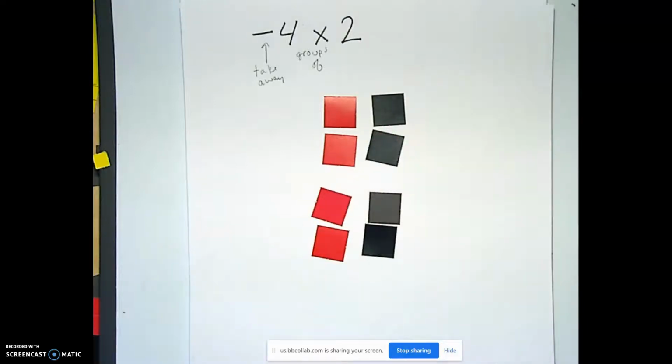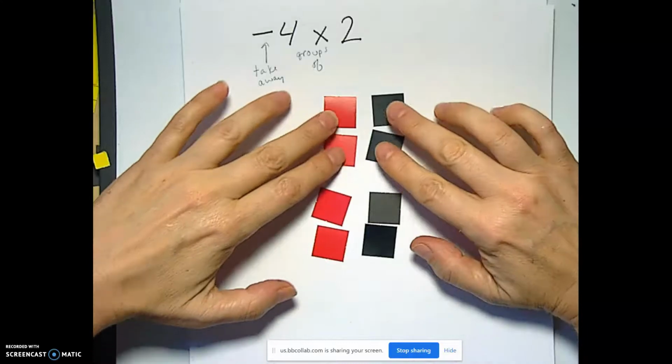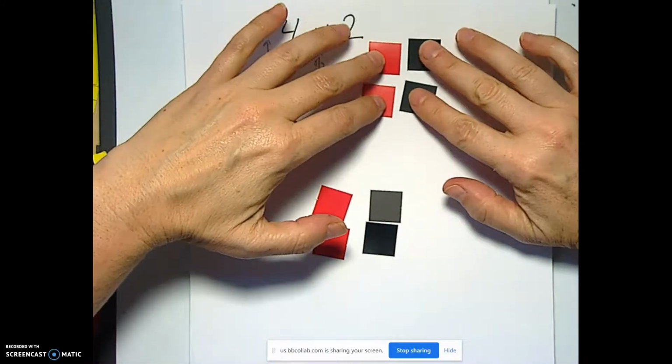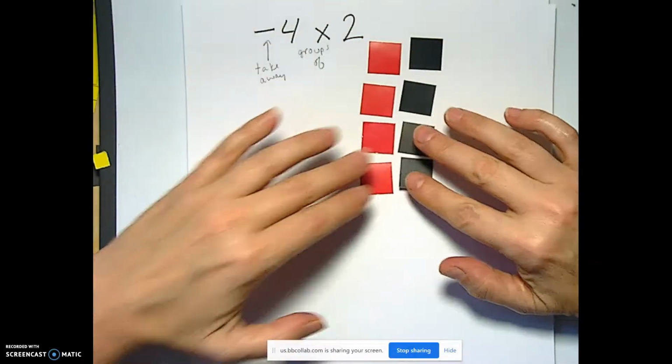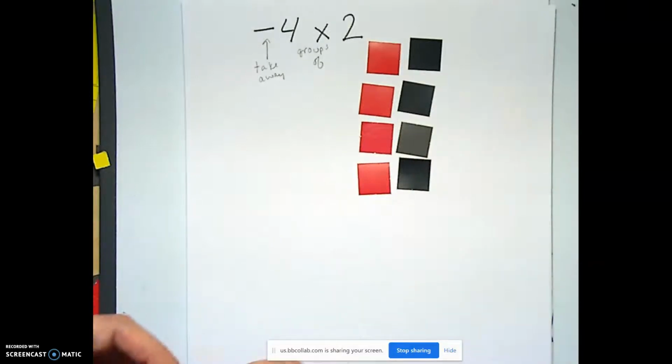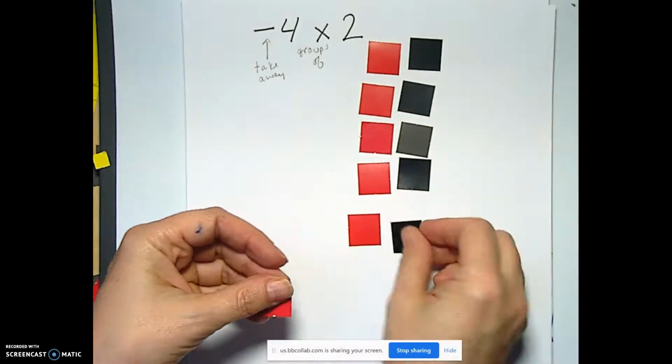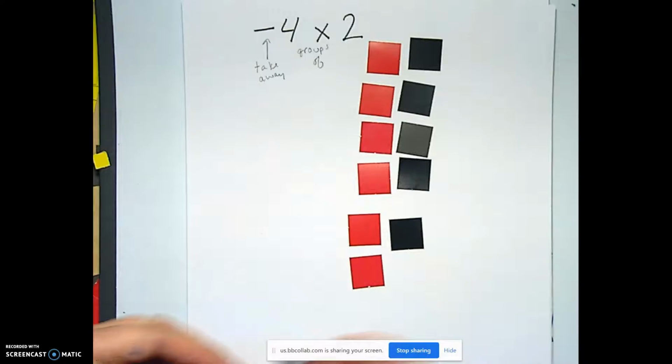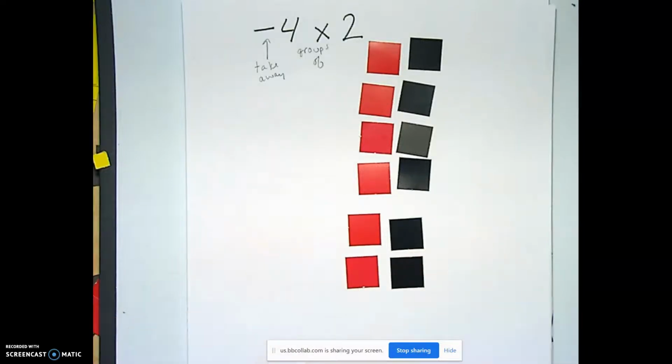So we need to keep introducing 0 pairs, yeah? Okay, so I'm going to rearrange this a little bit because this is getting kind of messy. So we need more 0 pairs, darn it. Putting in more 0 pairs. How many groups of 2 do we have now? Do we have 4 groups of 2? How many groups of positive 2 do we have now?